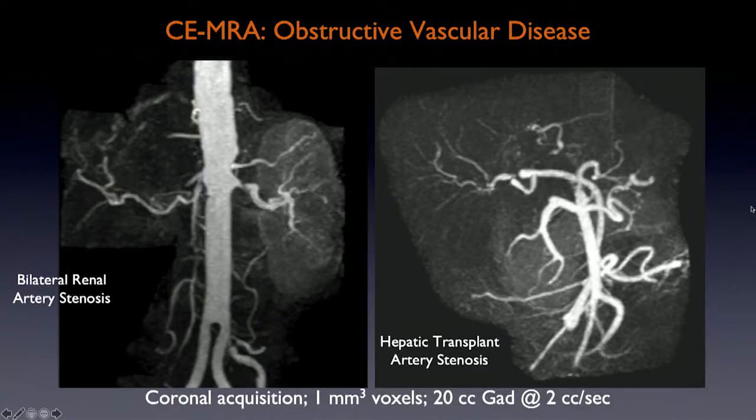Obstructive vascular disease, just an example of somebody who's had an infrarenal abdominal aortic aneurysm repaired with a bifurcated graft and also has severe bilateral renal artery stenoses. You can see that well in the MR.